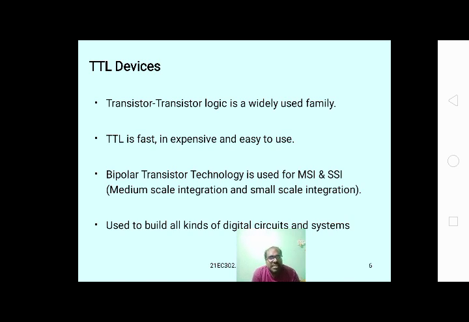Once again, repeating: TTL is a widely used family. It uses a basic element known as the bipolar transistor. It is very fast, inexpensive and easy to use. Bipolar transistor technology is used for medium scale integration and small scale integration. It is used to build all kinds of digital circuits and systems.